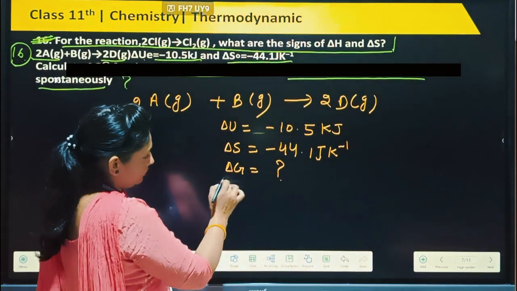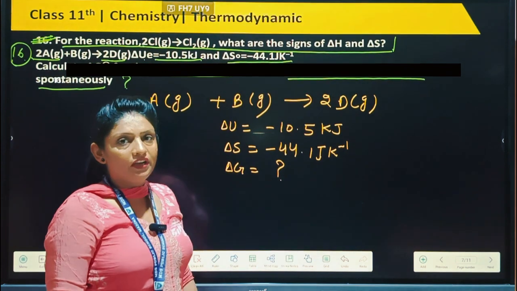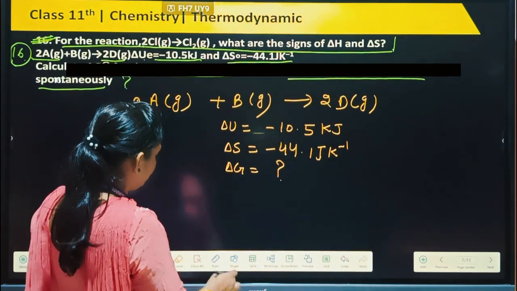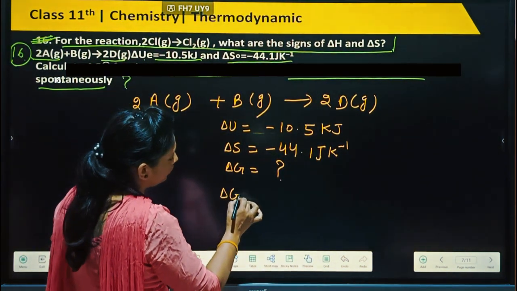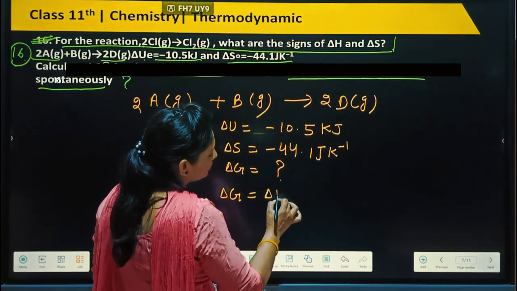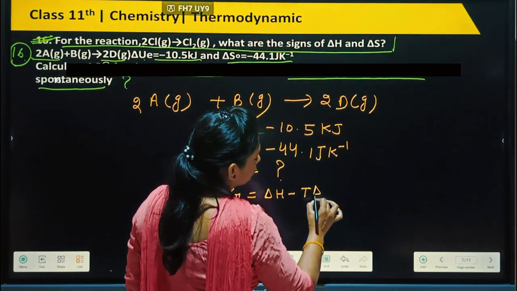Students, we need to see the formula of del G. So what is the formula here? Del G is equal to del H minus T del S.